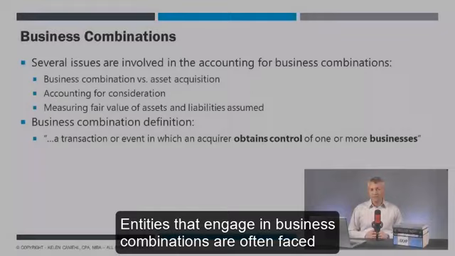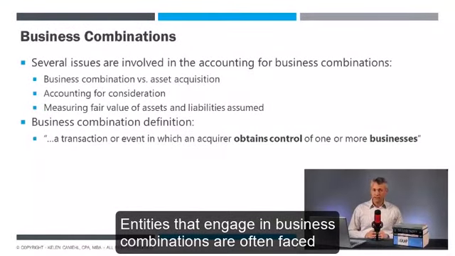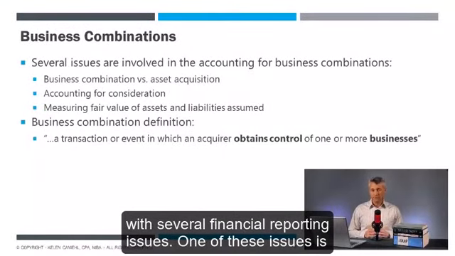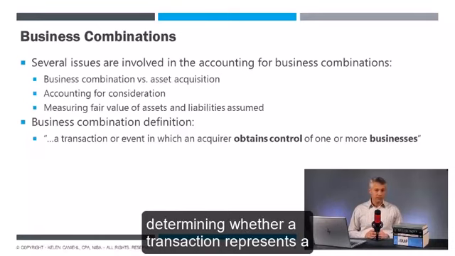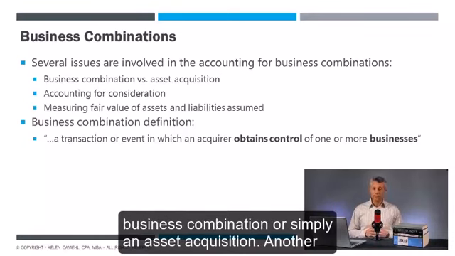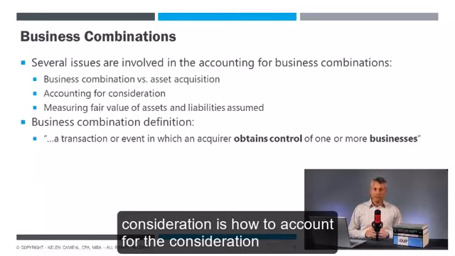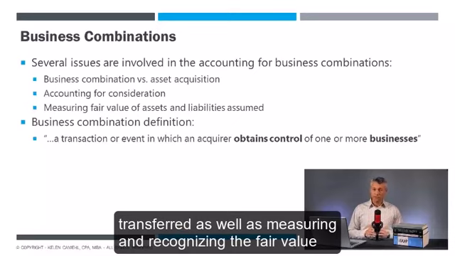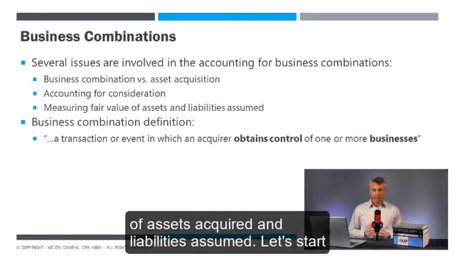Entities that engage in business combinations are often faced with several financial reporting issues. One of these issues is determining whether a transaction represents a business combination or simply an asset acquisition. Another consideration is how to account for the consideration transferred, as well as measuring and recognizing the fair value of assets acquired and liabilities assumed.